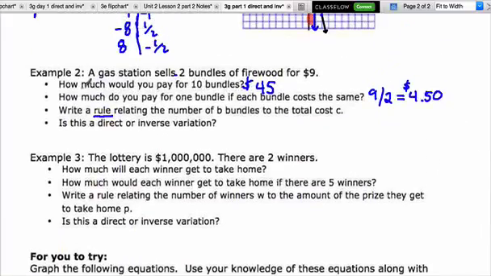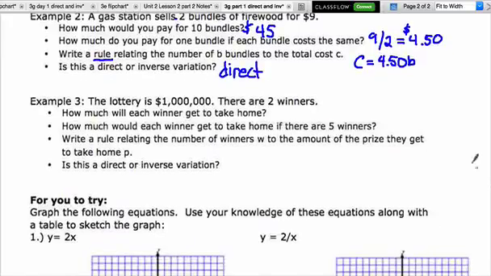All right. So the rule then, if you've come up with it, see if you have the right one. So B bundles to total cost. So it's going to be the cost equals C. The constant is 4.50 because for each bundle it's $4.50, and then I'm going to multiply it by the number of bundles I need. So is this a direct or inverse variation? Well, this equation looks like a direct variation. All right, same deal here. Pause the video, see if you can answer these questions, and then rejoin me when you're ready.